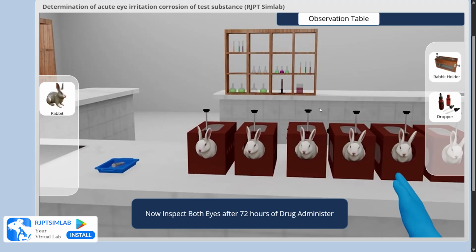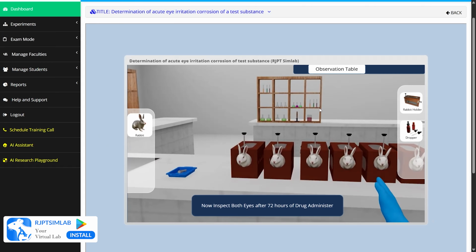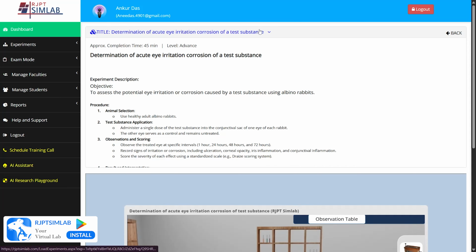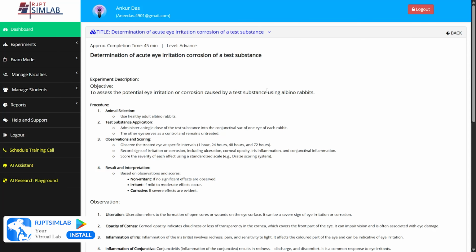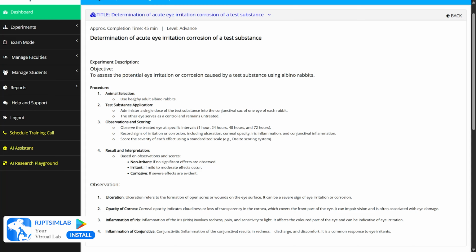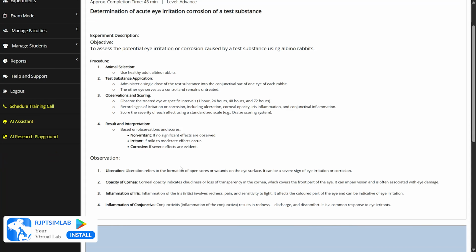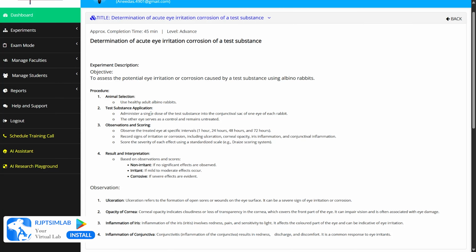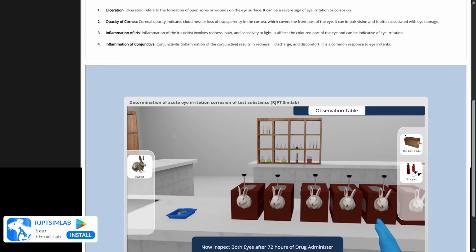So now we have completed our experiment. I hope that you have learned about the potential eye irritation or corrosion which is caused by a test drug on the albino rabbit's eye. As we can see here, this is the written portion or manual portion of the experiment. We can read it and go through the experiment before performing the experiment in a simulated laboratory.